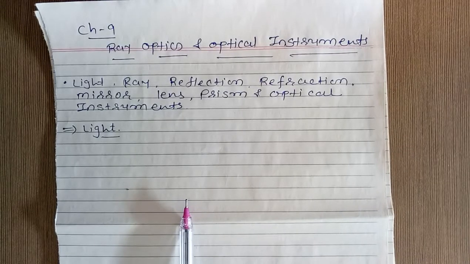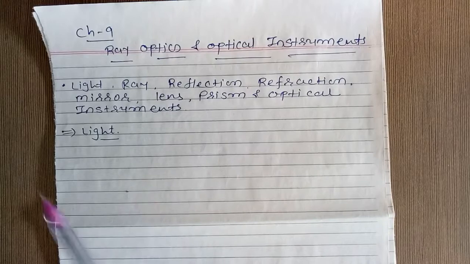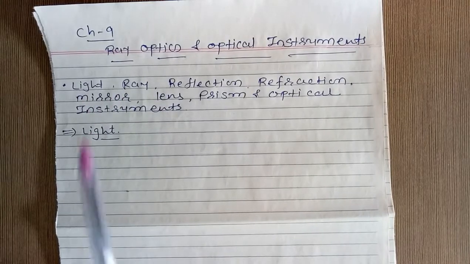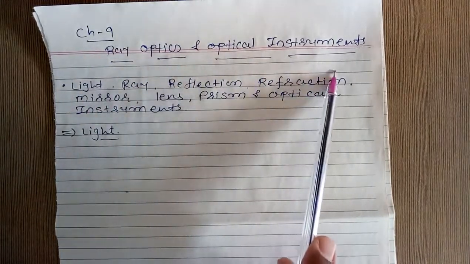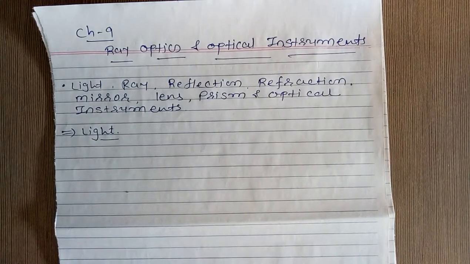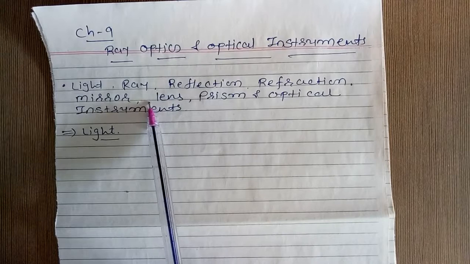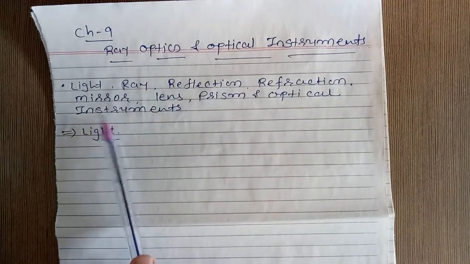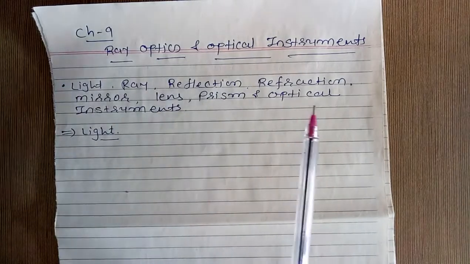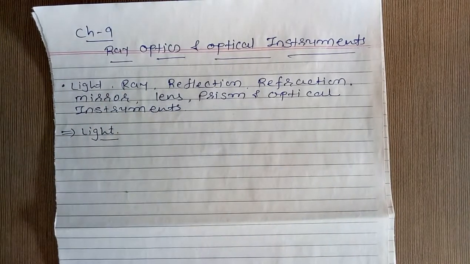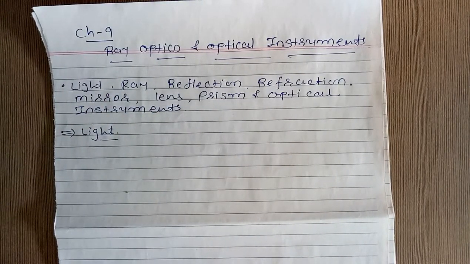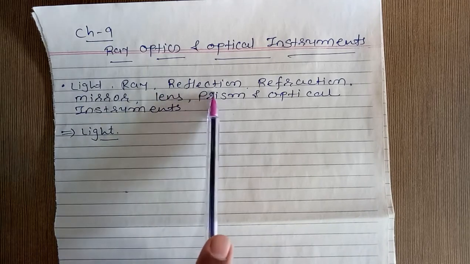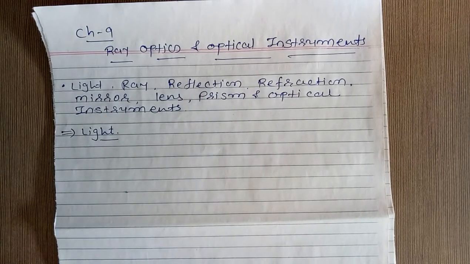Hello friends, today we discuss our new chapter number 9, Ray Optics and Optical Instruments. Friends, in this chapter we discuss light, ray, reflection, refraction, mirror, lens, prism and optical instruments. Friends, you already studied these topics in your standard 10.